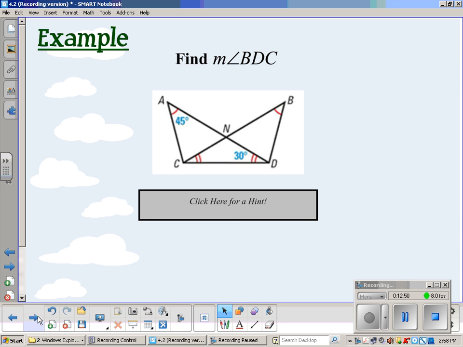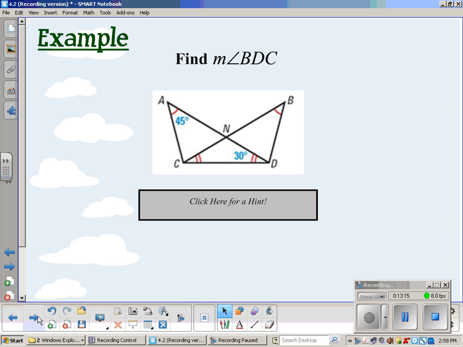All right, let's take a look at this example here. So we have the measure of angle BDC that we're trying to find in this diagram. Now, there's some information marked here. We have angle A and angle B marked congruent. We also have angle ACD and BDC, both marked congruent with the two arcs down on the bottom. Now, I'm going to show you the hint for this one because we have the 45 and the 30.